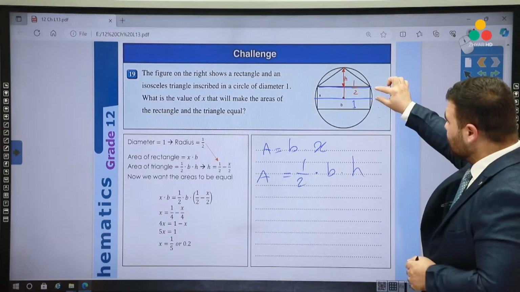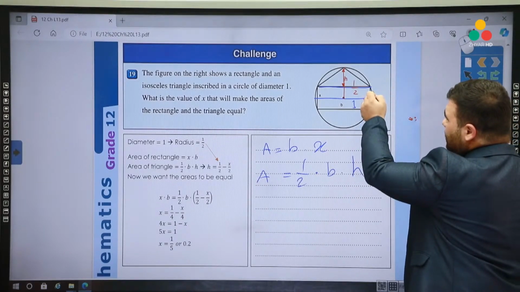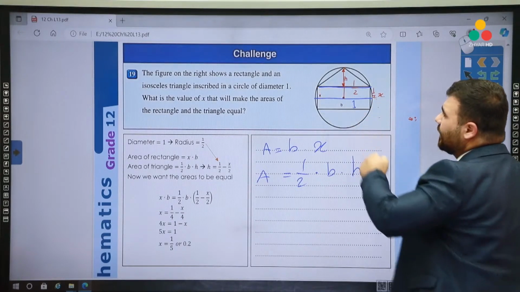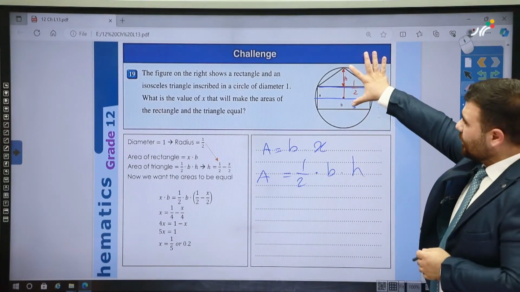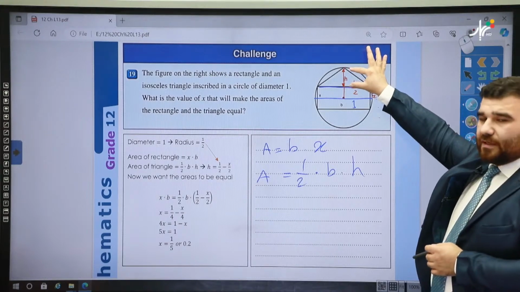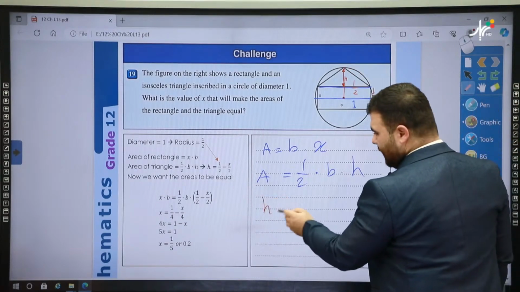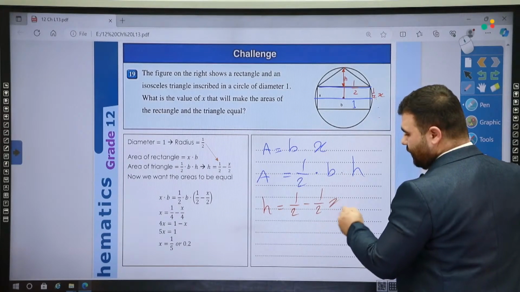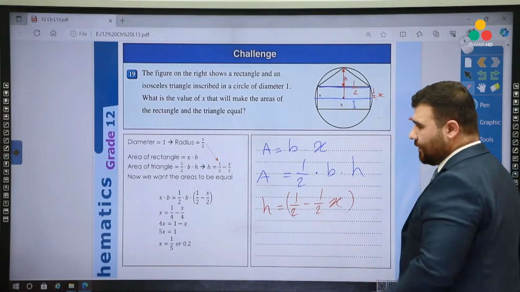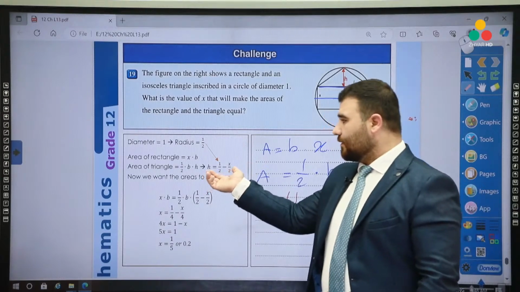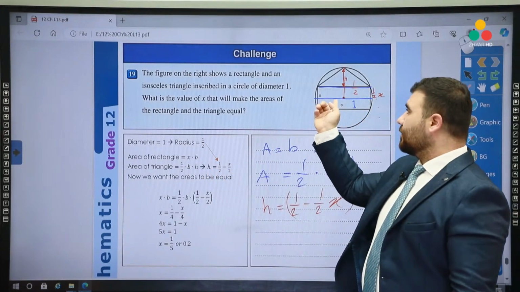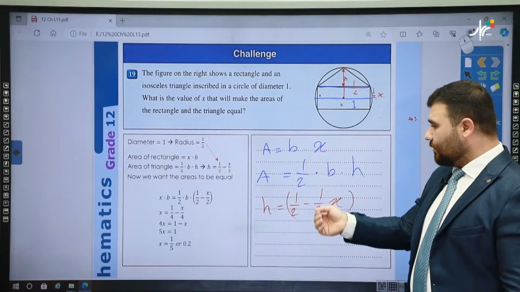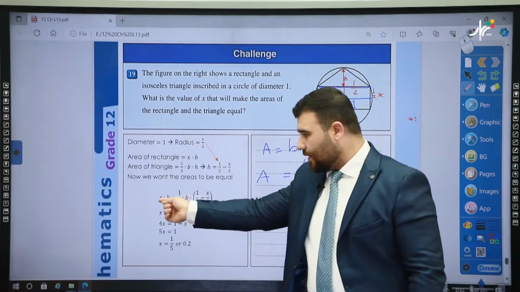This side is x. Half of it is x over 2. Then if I want to find h, I say 1/2 minus x over 2, what's remaining is h. For this question, h is 1/2 minus 1/2x. This is the value of h, as you see here. Then we want the area of the rectangle to be equal to the area of the triangle. Then we write this area equal to this area, as we have here.